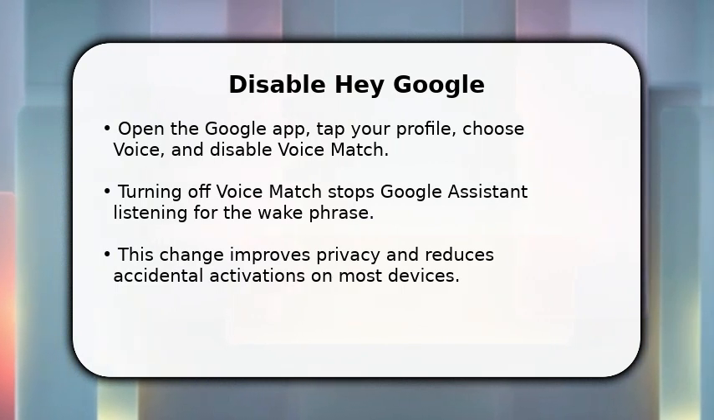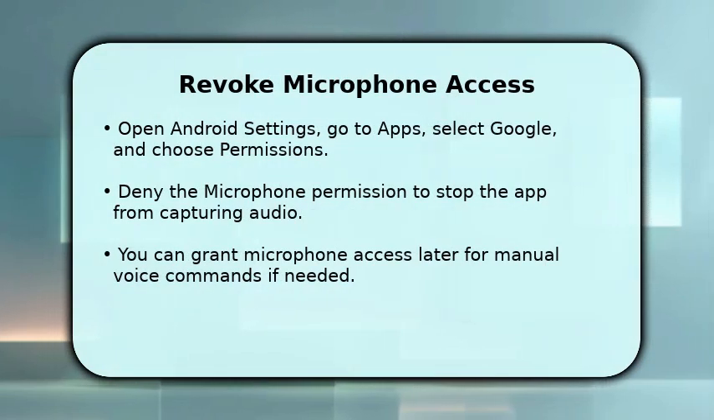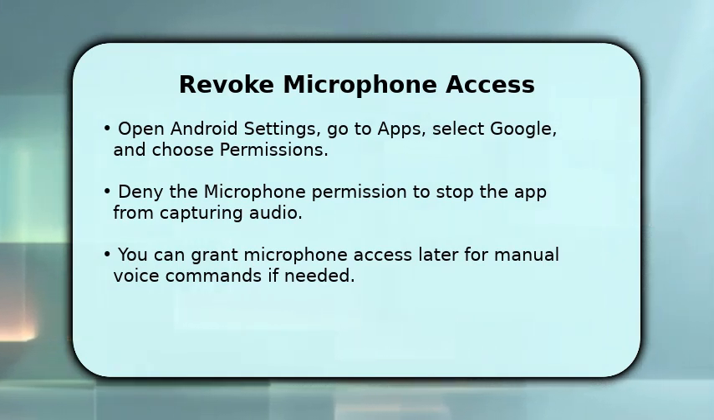Open your phone settings and go to Apps or App Management on Android. Find Google in the app list and tap Permissions to view granted access. Locate Microphone and choose Deny to block audio capture by the Google app.